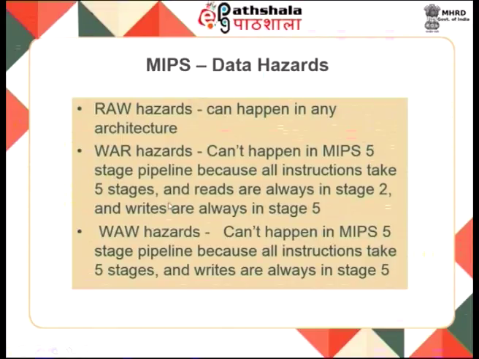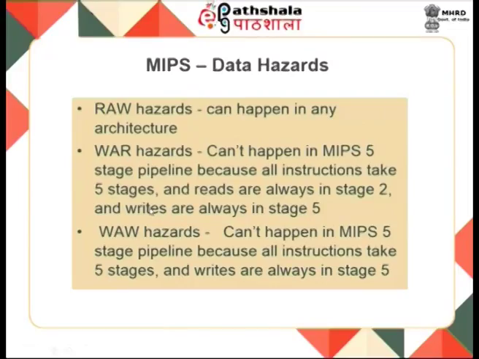So, as far as data hazards are concerned, the first one is a RAW hazard. Now, RAW hazards can happen in any architecture, because RAW hazards are basically hazards that arise because of a true data dependence between two instructions. So, ultimately we will always try to handle all the control dependencies and the other name dependencies and leave out only RAW hazards in the pipeline, and we will also look at solutions for RAW hazards later on.